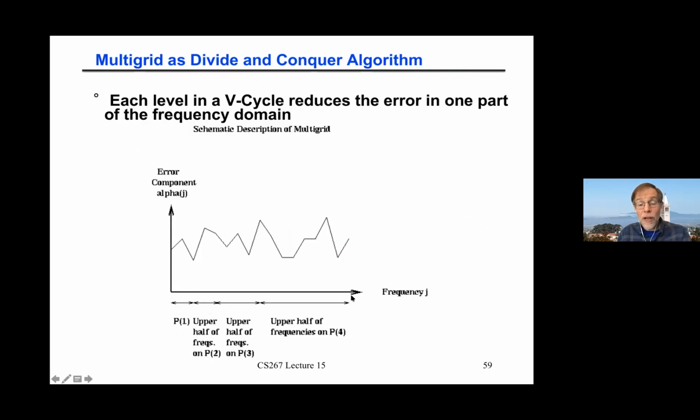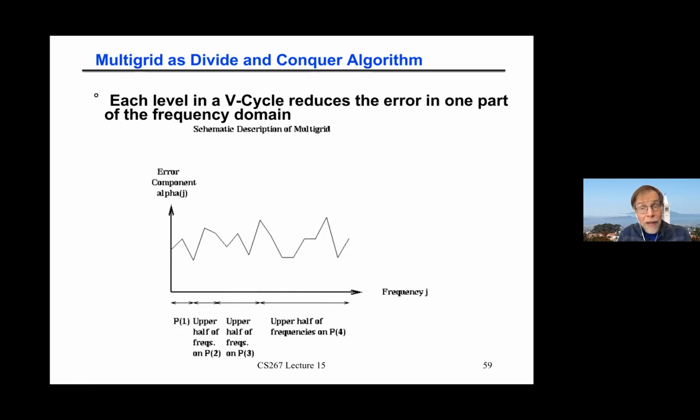And so the horizontal axis is the frequency, and the vertical axis is the magnitude of the error in that frequency. And what the first iteration did, as I said, is going to get rid of the upper half of the high frequency error. So all the error here is going to get multiplied by 1/3 or 1/9 or whatever. So now we go to the coarser mesh.